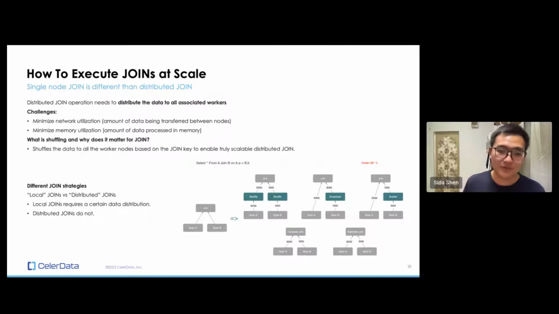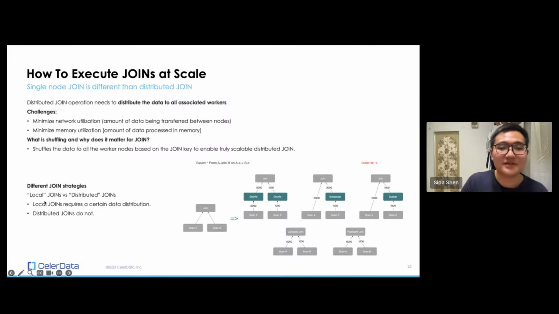So you can shuffle any table, like your left table or the right table, and this is key to a truly scalable distributed join. I'm going to use some examples like shuffle join, broadcast join, bucket shuffle join, and some others like localized or single node join to demonstrate this. And first, let's talk about some different join strategies.